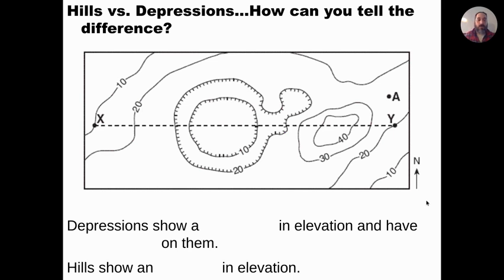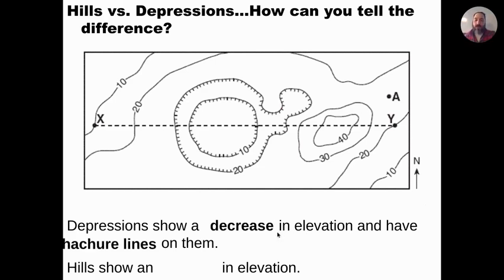All right, another thing we have to learn how to tell the difference between on a map is whether or not we are looking at a hill or a depression. Now the first clue would obviously be the elevations, right? If the elevations are going up, then it's a hill, and if they are going down, then it's going to be a depression. But that's not the only thing.